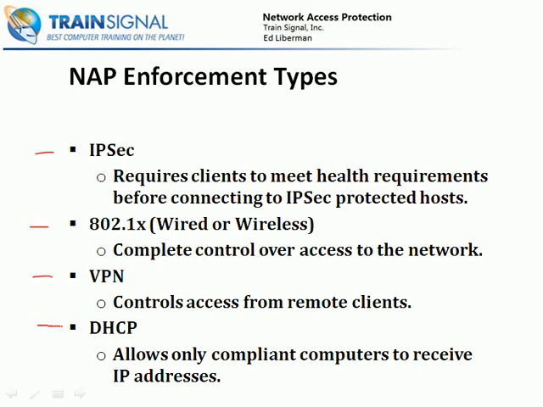And then the last one is DHCP, which again, probably exactly what you would guess, basically says, look, you need to meet certain health requirements or I'm not giving you an IP address. All right, so those are the four primary NAP enforcement types.